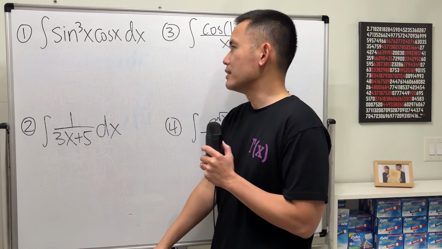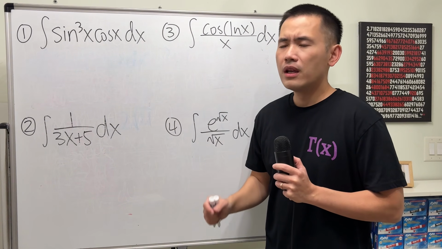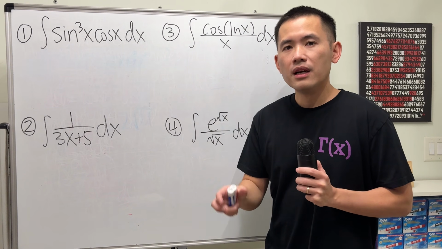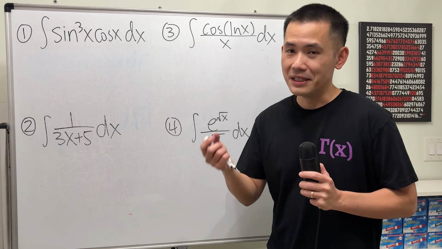Okay, starting with number 1. We have the integral of sine to the third power x cosine x dx. Firstly though, we have cosine x dx. So we have to think about it. The derivative of what function will give you cosine x? The answer for that is sine x.